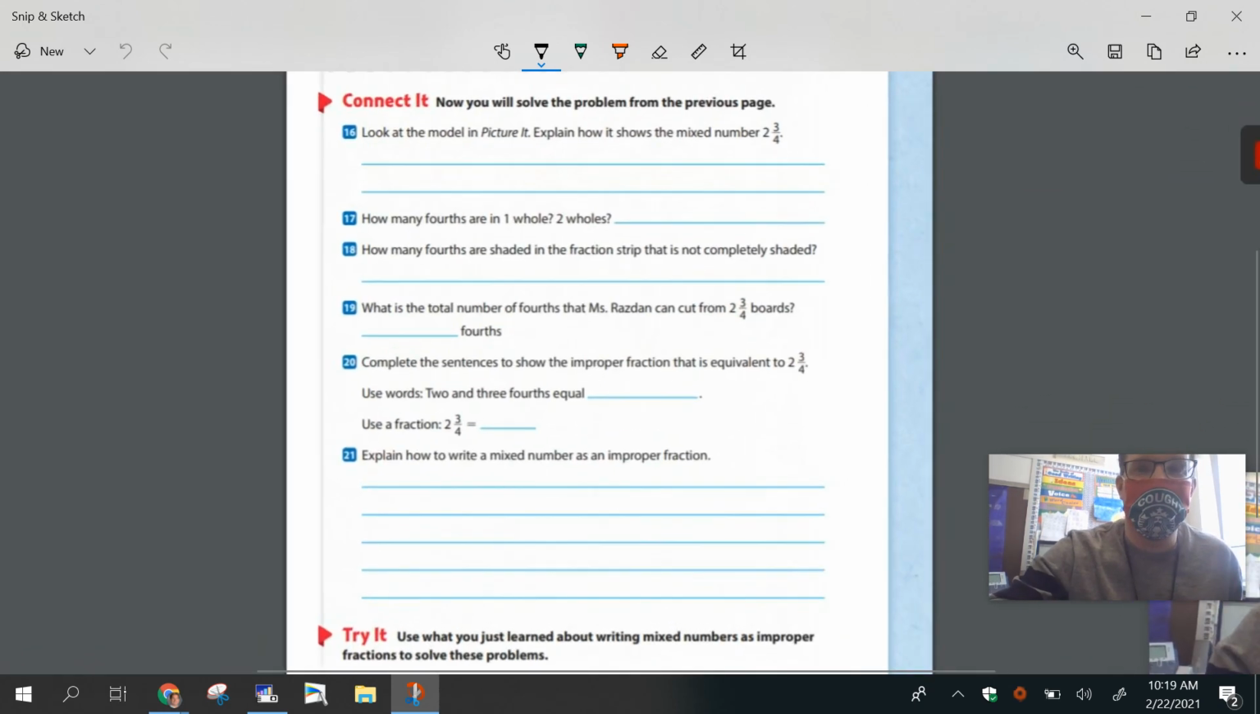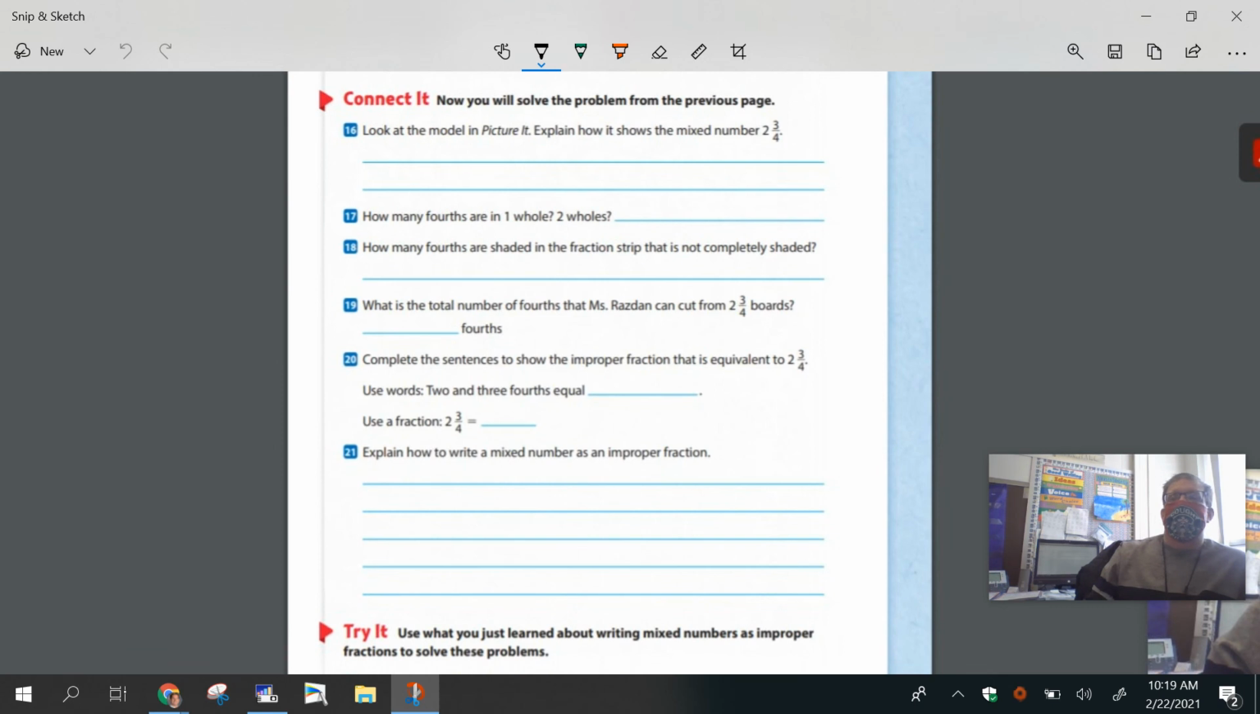Now, look at it. It's so funny. We're going to solve a problem. We already solved these problems. Look at the model and picture it. Explain how it shows mixed number 2 3/4. Go ahead and write down how it shows it. Okay? Write how it shows it.